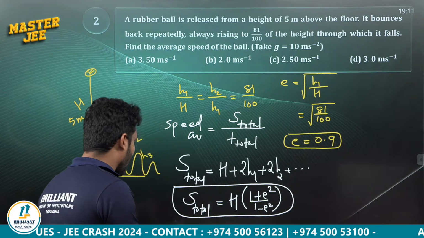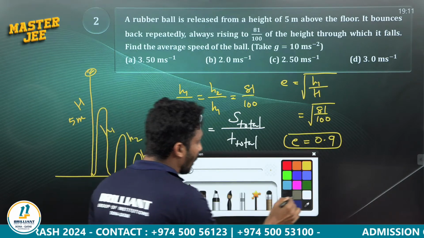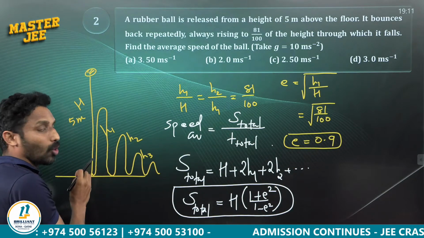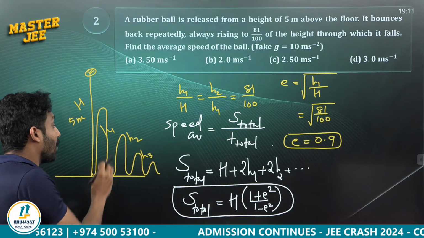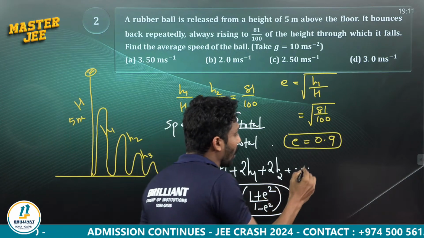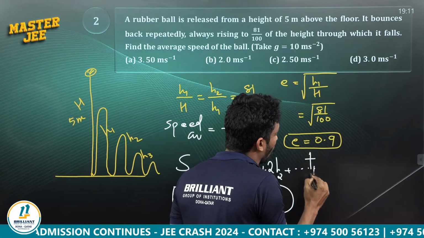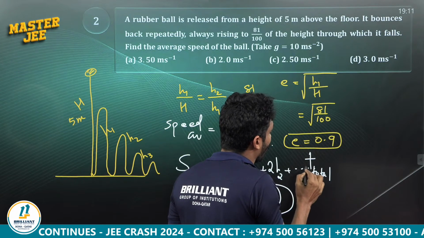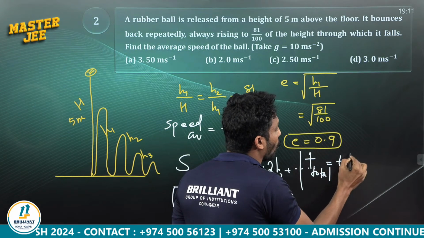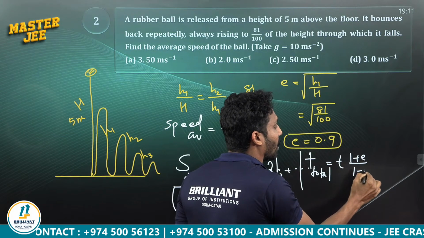And there is another equation for the total time taken. This time is root of 2h by g. This time is twice root of 2h1 by g, etc. The total time taken, t total, is equal to t into 1 plus e divided by 1 minus e.